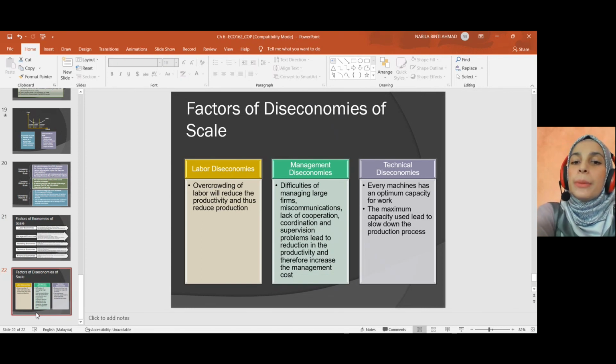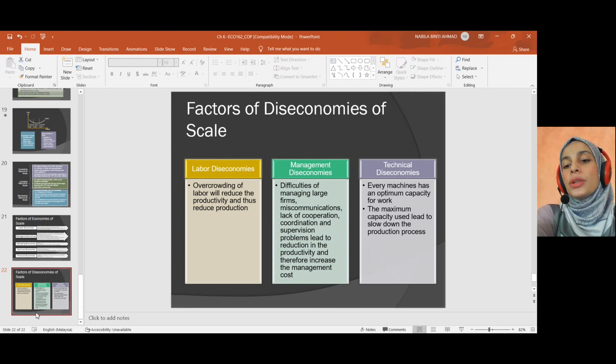Okay, and factor-factor yang menyebabkan diseconomies of scale, labor diseconomies maybe because of overcrowding of labor, terlampau ramai pekerja, tidak selesa, ada pekerja yang tak buat kerja, so productivity menurun, cost meningkat menyebabkan diseconomies of scale. Management diseconomies, difficulties of managing large firm, miscommunication, lack of cooperation, coordination, supervision, so lead to the low productivity and increase the cost menyebabkan firm experience diseconomies of scale.